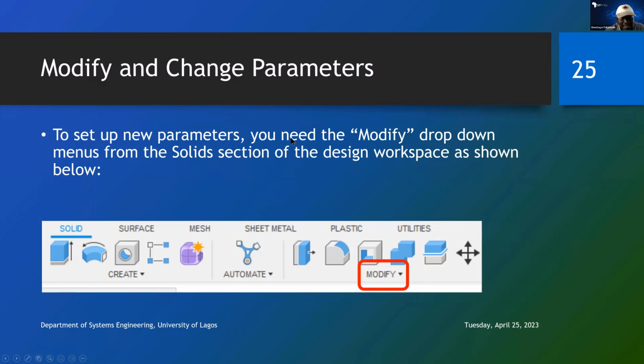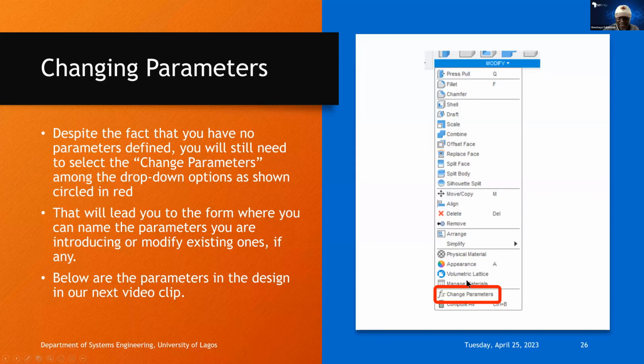To set up new parameters, you need the modify drop down from the solid section of the design workspace as shown. This actually ought to be create or modify, because here we want to create new parameters, but we still have to use modify. So this thing that is circled red is what you are going to press. When you press it, it brings down this lengthy drop down. Despite the fact that you have no parameters defined, you still need to select change parameters, as shown circled in red. So that's what you are looking for.